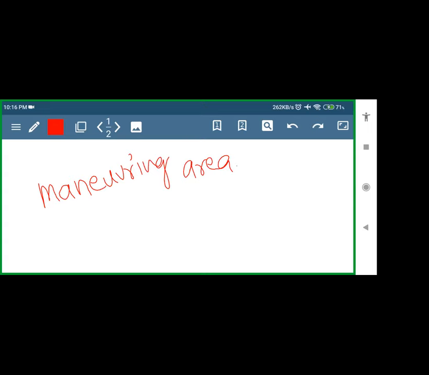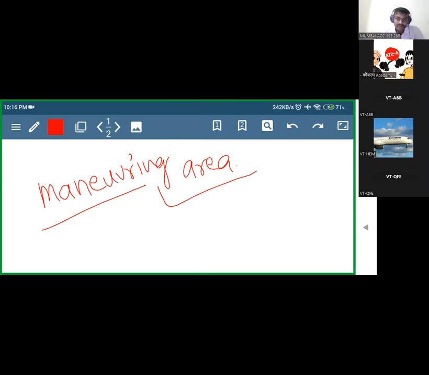What is this? Maneuvering area. Any guesses what it could be? The defined area in the aerodrome where vehicles or aircraft are moving, or any place where aircraft can move or vehicles are moving. Nice try. Anyone else? Can I hear something from someone else also?